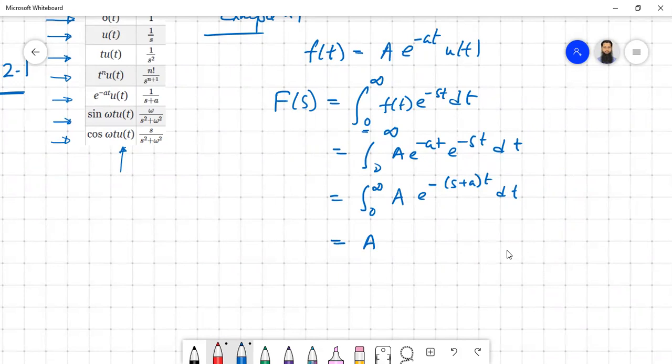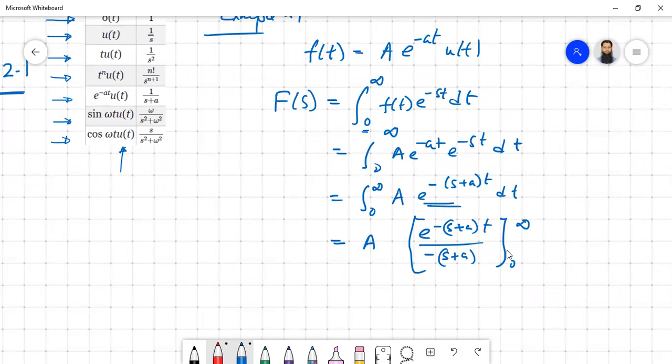So a, then if you take the integration of this one, it will become e to the minus (s plus a) t divided by minus (s plus a). Then you have to apply the time value from 0 to infinity.